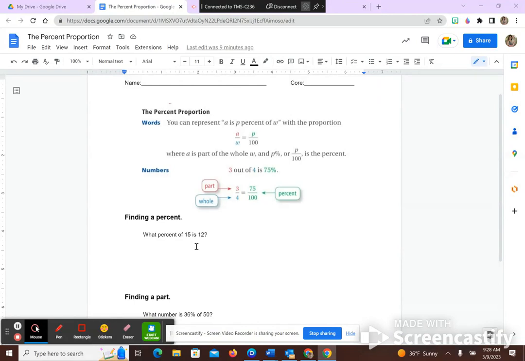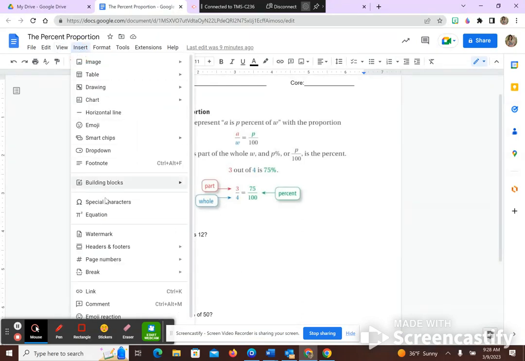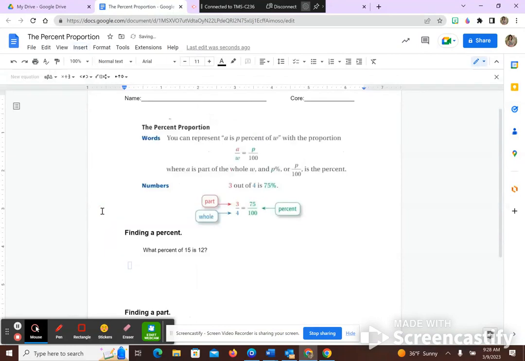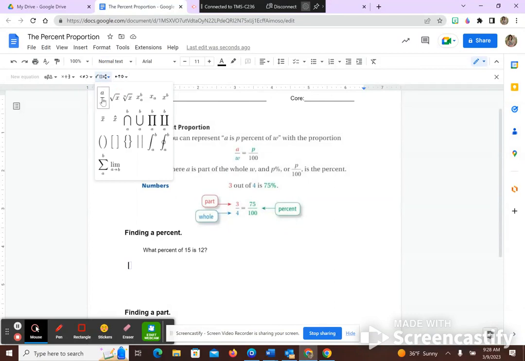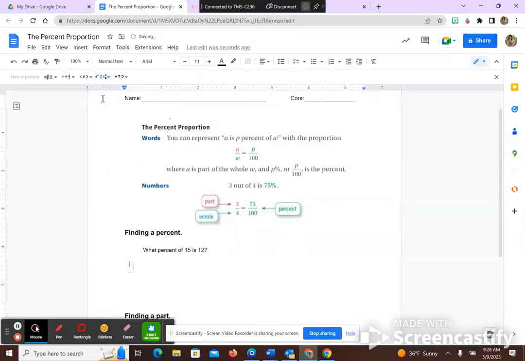What's a percent? Somebody go ahead and answer. What is a percent? Something out of 100, okay? So what I'm going to do, first of all, is I'm going to put in a proportion, which is where we have a ratio equal to another ratio. If I'm finding the percent, that means I want to know what number out of 100. So one of my ratios is going to be X, or whatever variable you choose, out of 100, and I'm going to set it equal to, it says of 15 is 12.